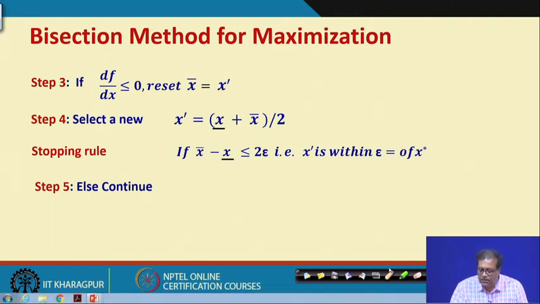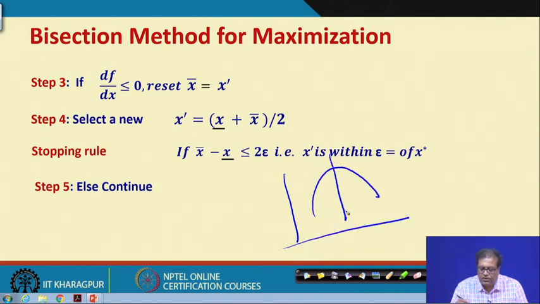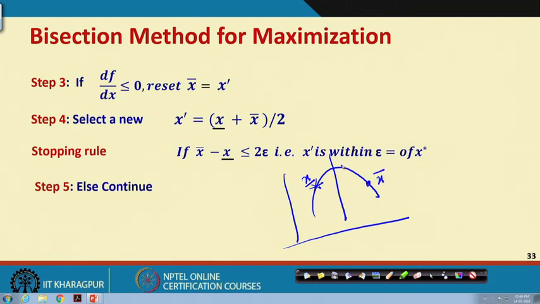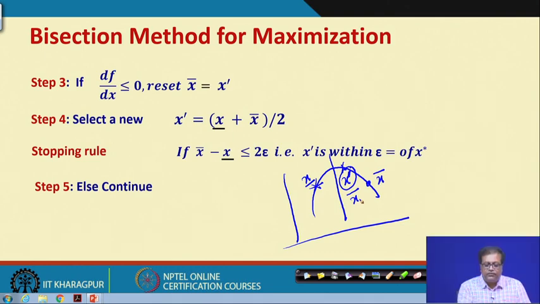So, how is it done once again? This is our plot, this is our curve. This is our x underline, and this is another point which is x bar. This is our x dash. If x dash has come in such a way that the slope is actually negative, which is falling, then this x dash should be taken as our new x bar. So, that should be reset. That is how you do it, and then select a new x dash and again follow.